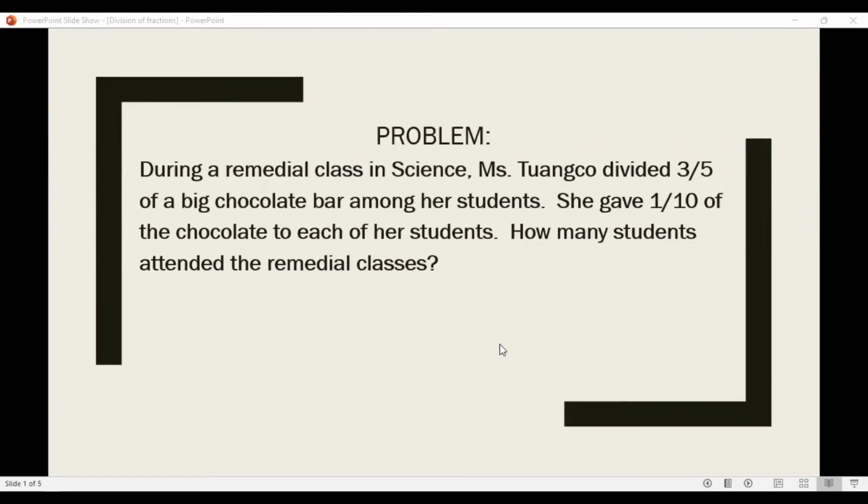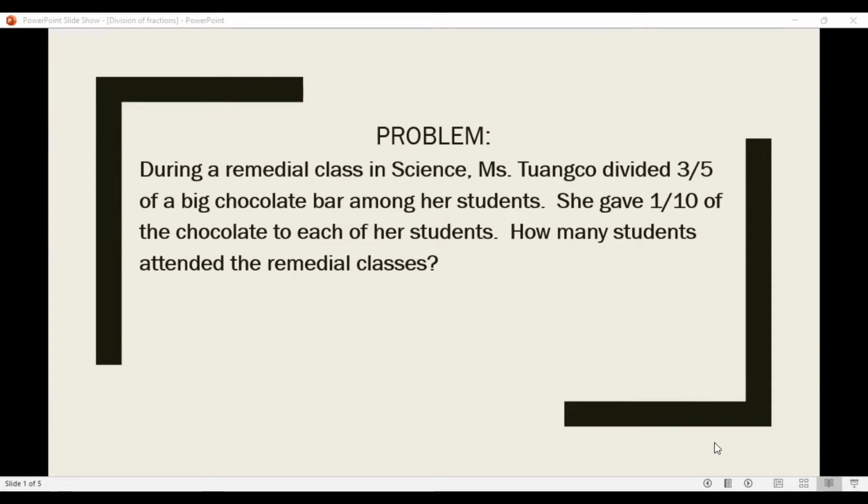During a remedial class in science, Miss Tuanco divided 3/5 of a big chocolate bar among her students. She gave 1/10 of the chocolate to each of her students. How many students attended the remedial class?